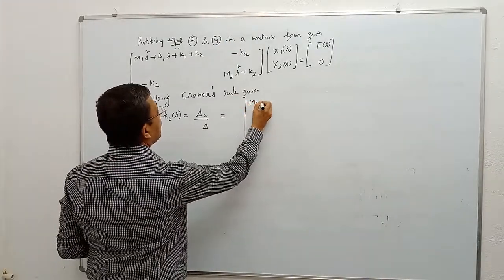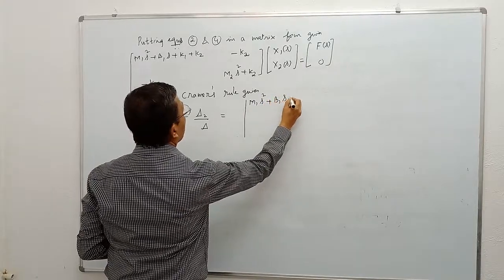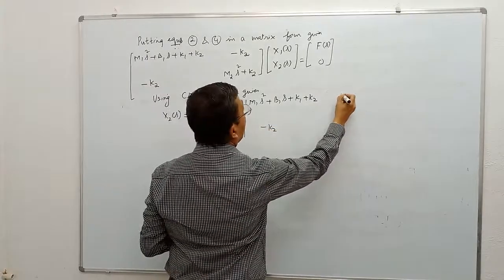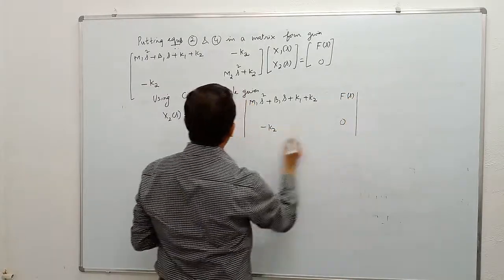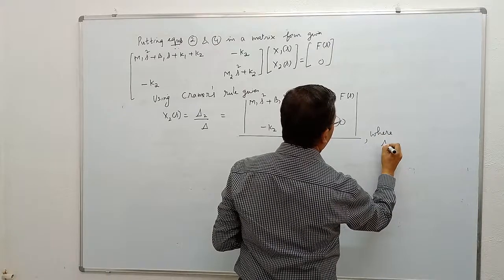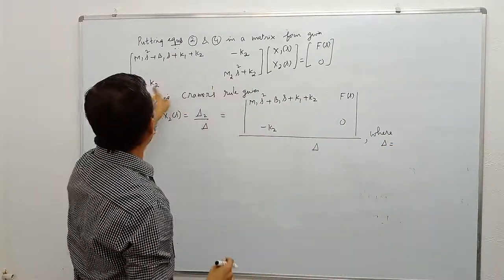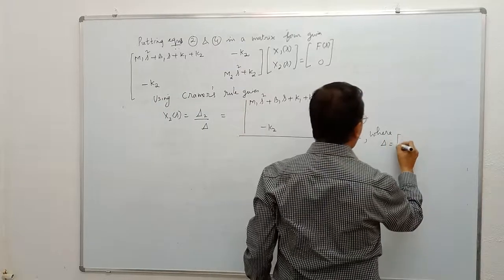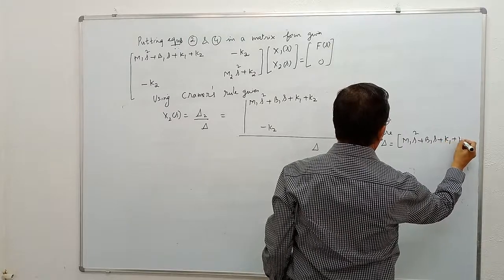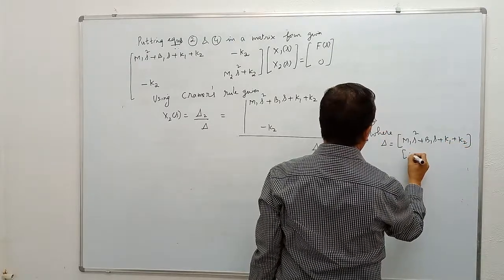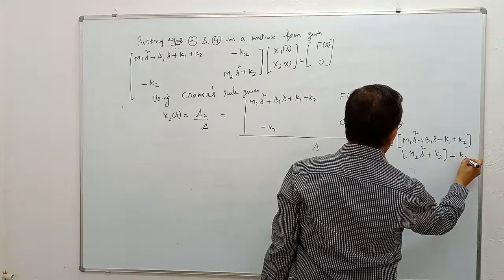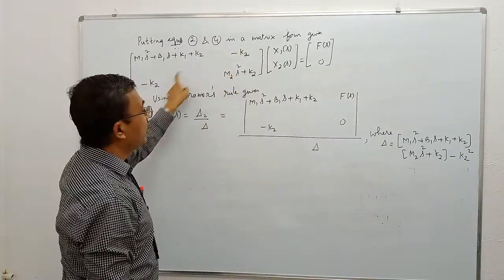So first column remains unchanged, m1 s square plus b1s plus k1 plus k2, minus k2. Second column is replaced by the right hand side, f of s, 0, divided by delta, where delta equals this into this minus this into this. So it is m1 s square plus b1s plus k1 plus k2 multiplied by m2s square plus k2, minus k2 square. This into this minus this into this.